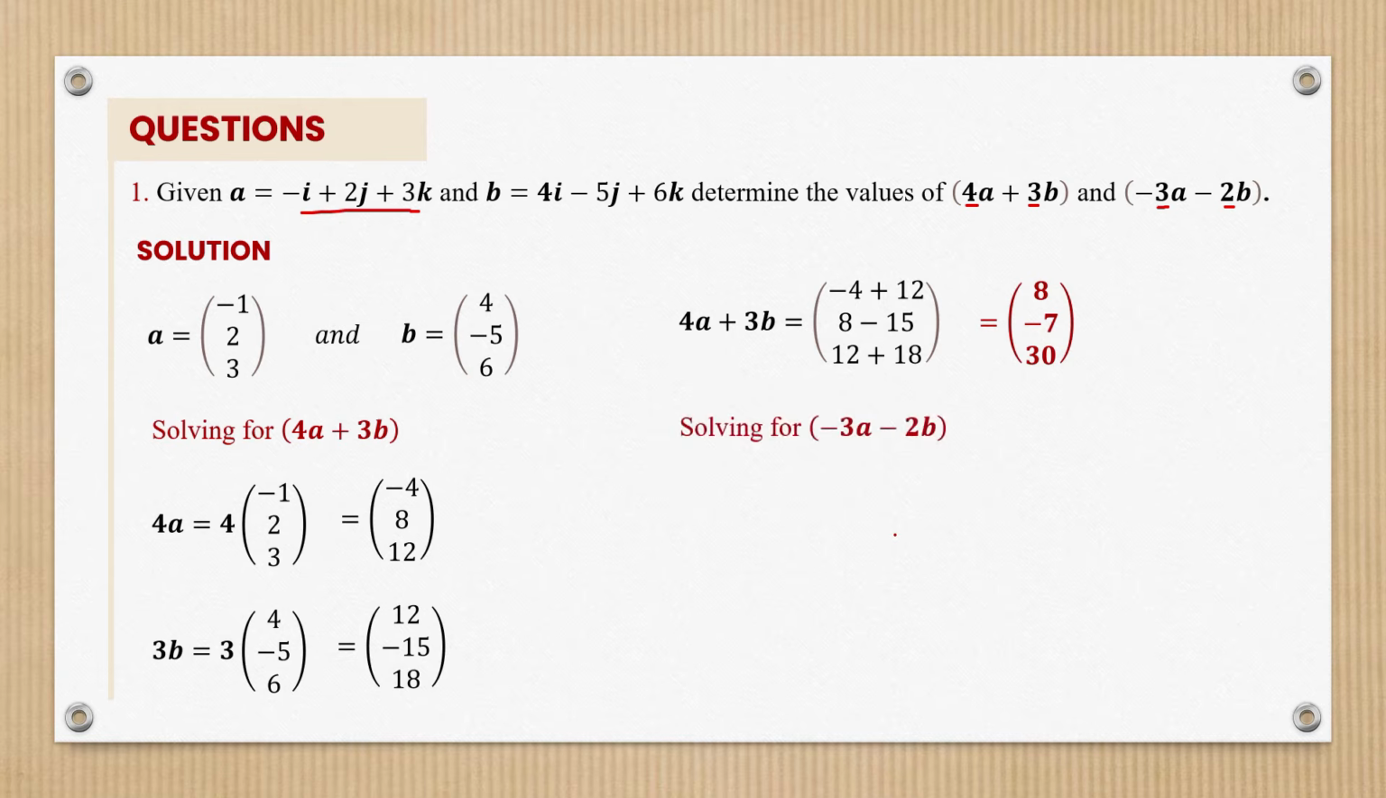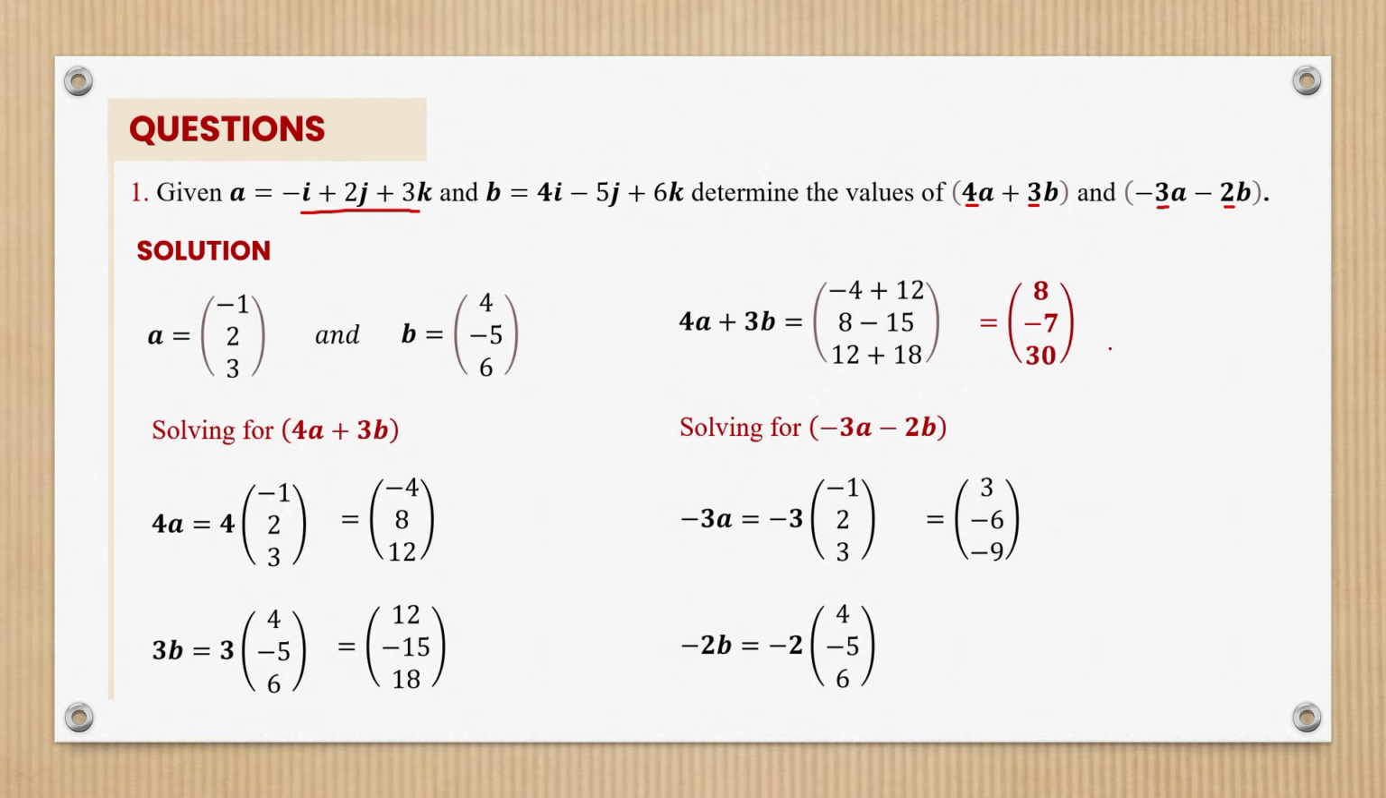Alright, so next we're going to solve for negative 3a minus 2b. Now we also have these as scalars right here. Now negative 3 times negative 1 is going to be positive 3. Negative 3 times positive 2 is going to be negative 6. And negative 3 times 3 is negative 9. Then for negative 2b, because of the negative here, we're going to have this as negative. So negative 2 times 4 is going to be negative 8. Negative 2 times negative 5 is going to be positive 10. And negative 2 times 6 is going to be negative 12.